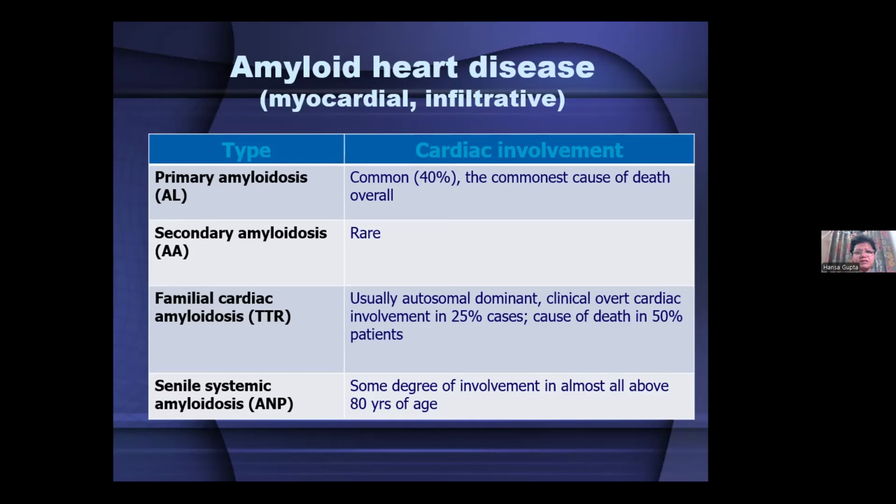In this disease, the light chains get mutated and they are precipitated in different organs like heart, kidney and bones. So most commonly seen, and which can be treated, are primary amyloidosis or the AL type of protein, and the familial cardiac amyloidosis, transthyretin. All right, they involve the heart.